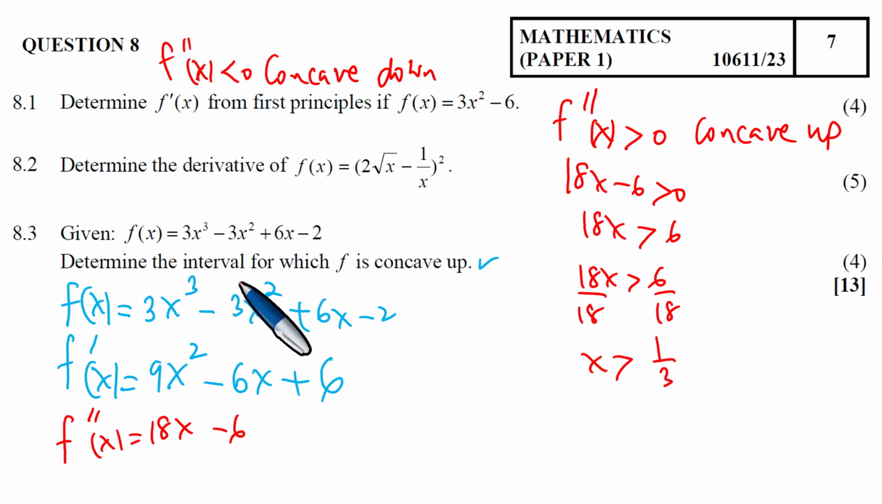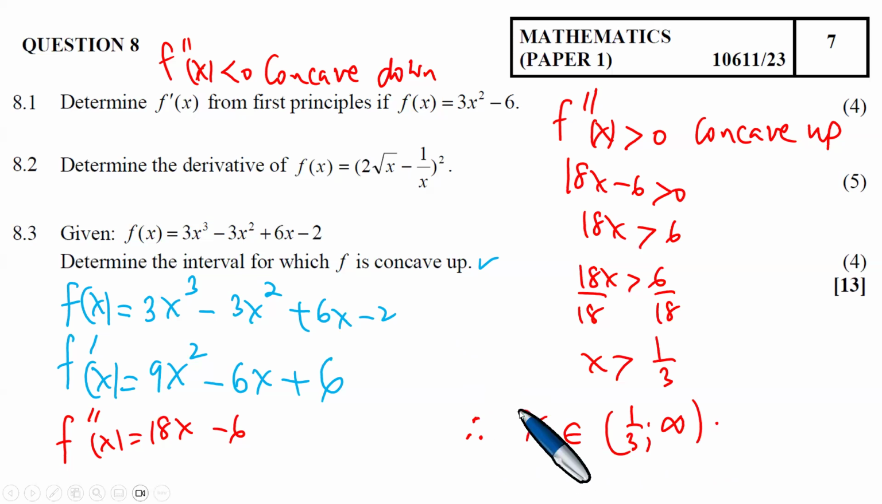So determine the interval for which f is concave up. So you have this one, and therefore the interval is x is an element of the interval from 1 over 3 to infinity. You see?